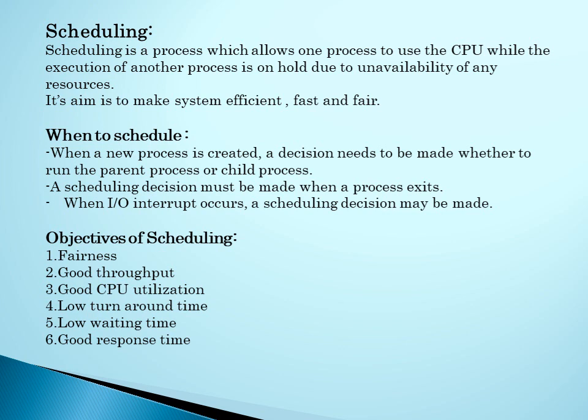So there are some objectives of scheduling. First, fairness; second, good throughput; third, good CPU utilization; fourth, low turnaround time; fifth, low waiting time; and sixth, good response time. So these are the objectives of scheduling. We'll see them one by one in detail.